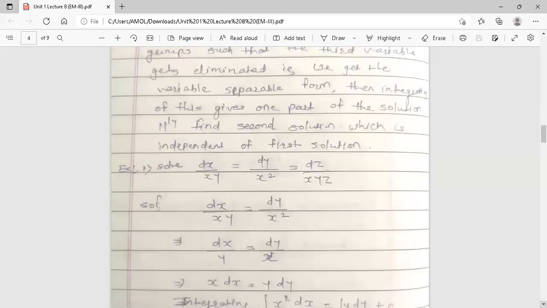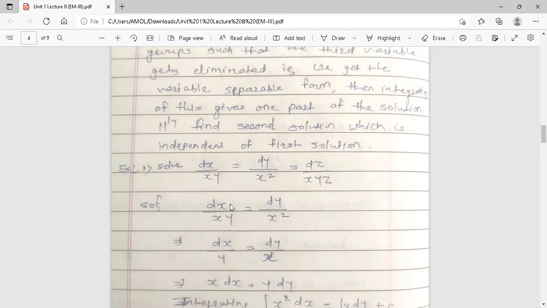You see the example. In the first example, solve dx upon xy is equal to dy upon x square is equal to dz upon xyz. It is clear that we can easily identify that it is symmetrical simultaneous differential equation because it is in that form, dx upon p is equal to dy upon q is equal to dz upon r, where p, q, r are the functions of x, y, z. So you consider either first two ratios or second two ratios, so that we can separate. We have to choose the two ratios such that the third variable gets eliminated.